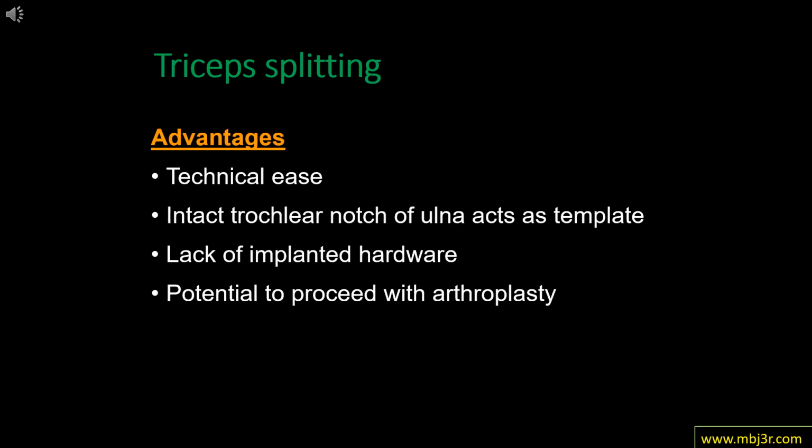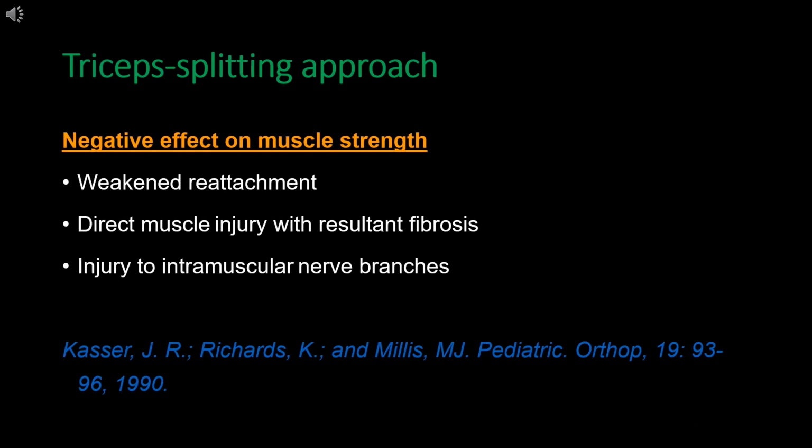Coming to the triceps splitting approach, the advantages are that it is technically easy. The intact trochlear notch of the ulna acts as the template. There is a lack of implanted hardware, and potential to proceed with arthroplasty if required. The triceps splitting approach has some negative effect on muscle strength: weakened reattachment, direct muscle injury with resultant fibrosis, and injury to the intramuscular nerve branches.